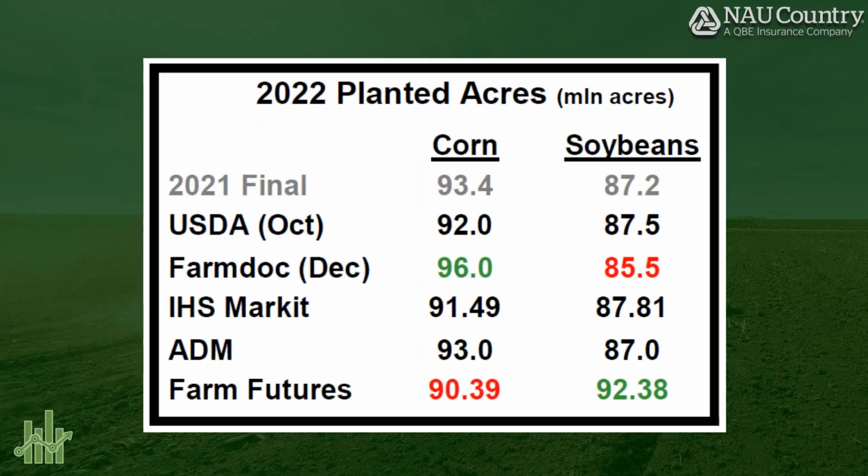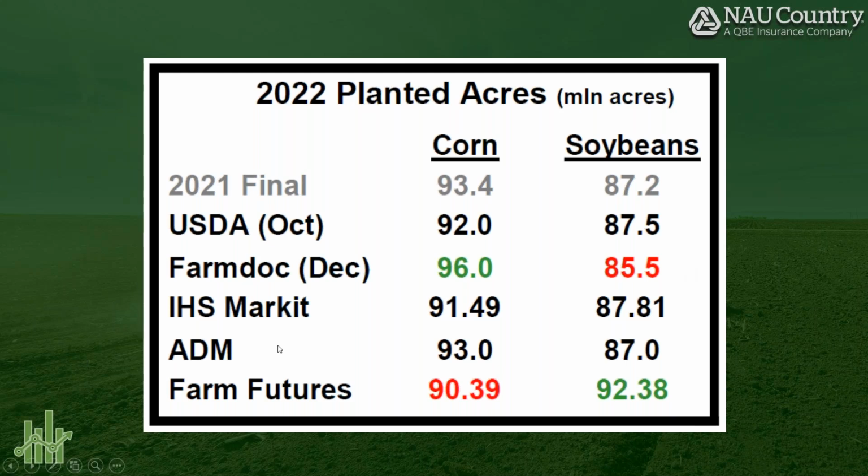But we have had quite a few estimates out on acreage this year. Back a year ago, we planted 93.4 million corn, 87.2 million bean acres. In October, USDA's economists put out an acreage estimate on corn at 92 million and beans at 87.5. Back in December, after that ratio tightened all the way to 2.2, FarmDoc put out a corn estimate at 96 million acres, but a bean number at 85.5 million. So that was a huge shift. Now we've seen some of that go the other direction.